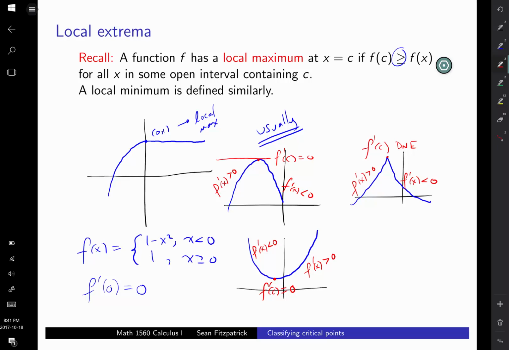Now you might see something like this, where you go from increasing to constant. This is only going to happen with a piecewise function, something kind of strange.